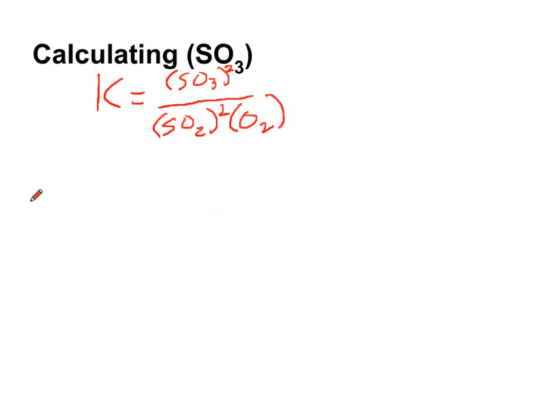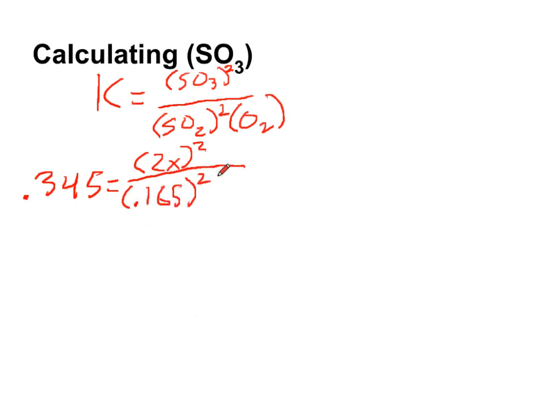So we'll plug in the information we have from the Rice table. We know what K is. It's 0.345. We're not sure what the equilibrium pressure of the product is. We're going to go ahead and plug in that 2x squared up here. The pressure of the SO2 was 0.165, and it's squared, times the pressure of the O2, which is 0.755. So we need to solve this for x. So what we'll do is square this, multiply it by 0.755, and then multiply it by 0.345.